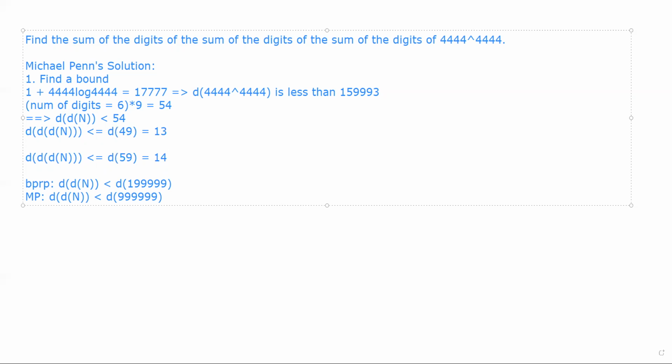Well, that's because 54 is the absolute highest number that d of n can equal. It doesn't make sense for d of n to be higher than 54. The maximum is that. Now, both of these are relatively easy to follow. Now, here's Michael Penn's second part, the find-congruency part.